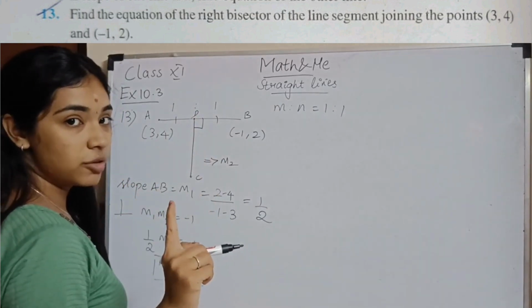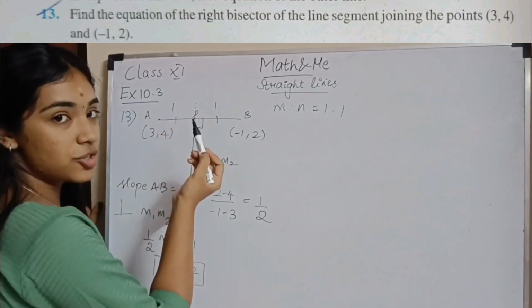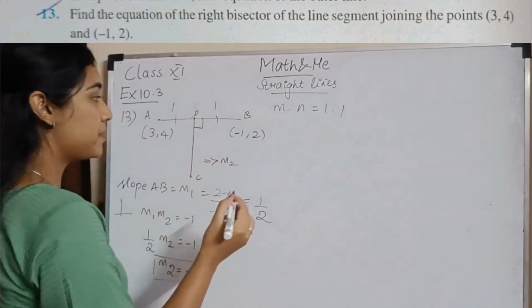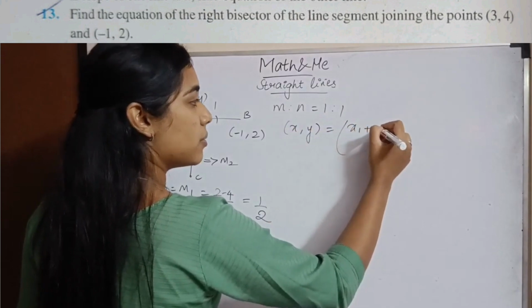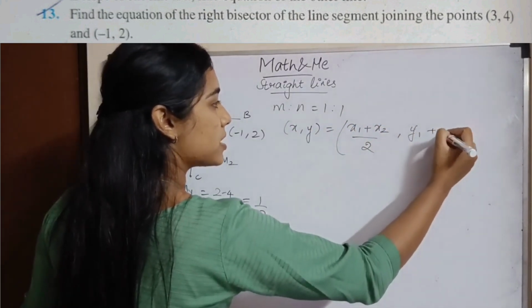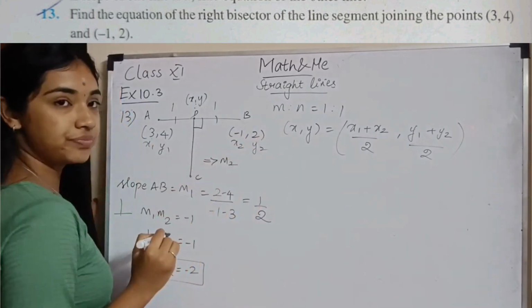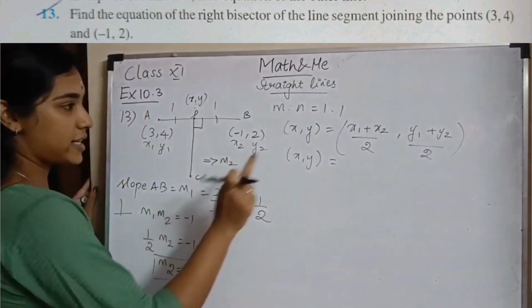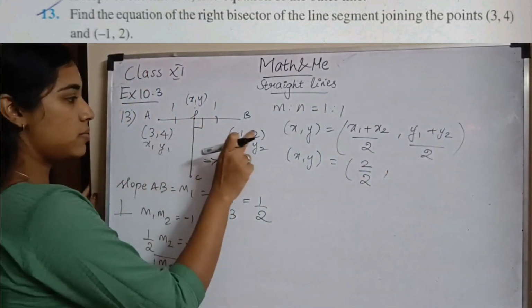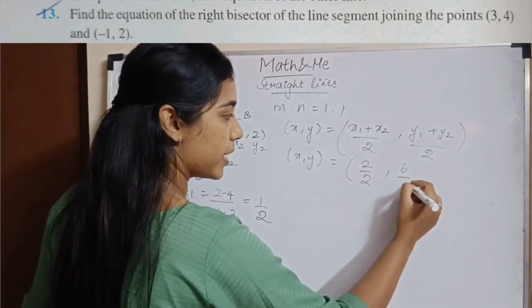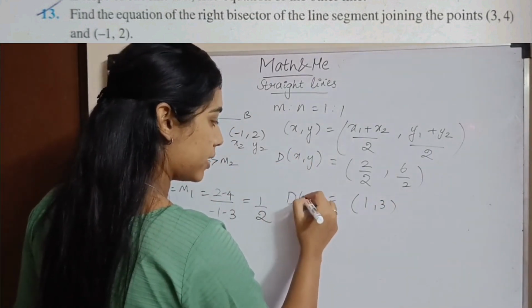So now you have the slope of this particular line. So you need another point to find the equation of the line. So which point can you find? This particular point. Because it is given that this is a right bisector. So you can use the ratio formula to find the midpoint. Okay. So let this coordinate be x, y. So the coordinate x, y is x1 plus x2 divided by 2, y1 plus y2 divided by 2. So let me name them x1, y1, x2, y2. So x, y is x1 plus x2, 3 plus -1, which is 2, 2 divided by 2, y1 plus y2, 4 plus 2 is 6, 6 by 2, which is 1, 3. So now you know the point D, which is 1, 3.